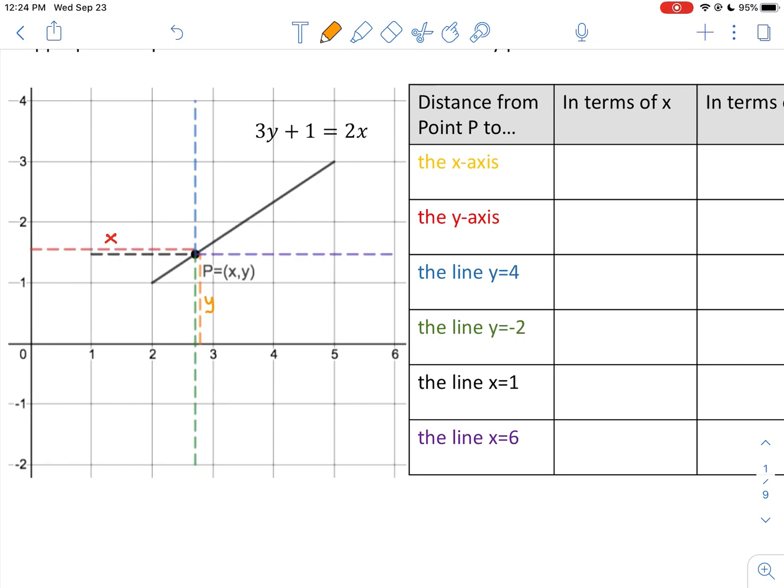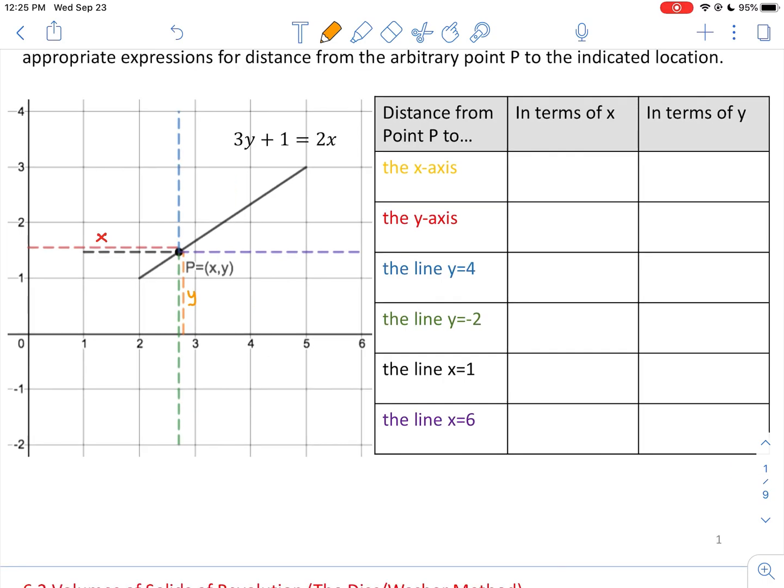Okay, so in this table, we are going to figure out ways to express how far this arbitrary point, point P, is from different axes. Let's focus on how far the point P is from the x-axis. Well, that's a y-coordinate. So in terms of y, you would simply put a y there. How far is the point from the y-axis? Let's look at this one next. The point is x units away from the y-axis. And so that's going to go in the in terms of x column.